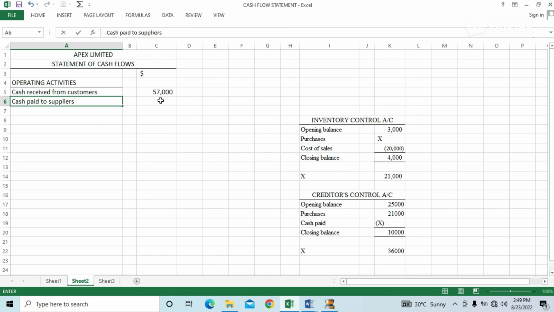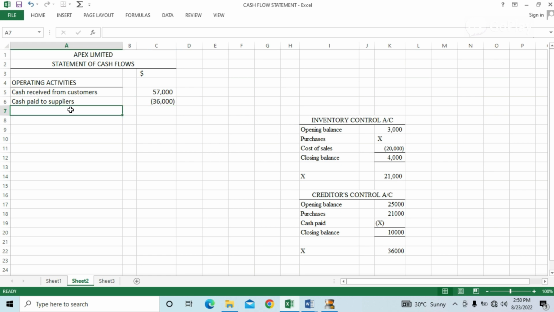So you come to your cash flow statement and write cash paid to suppliers. So cash paid to suppliers was, so this one is a payment, so you put it in bracket. So it is 36,000, indicating subtraction, which is minus.